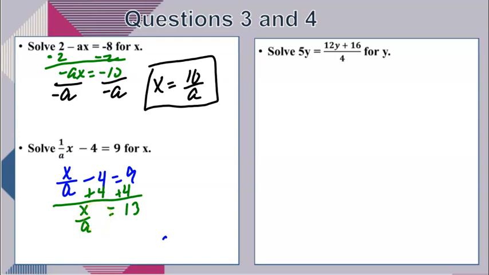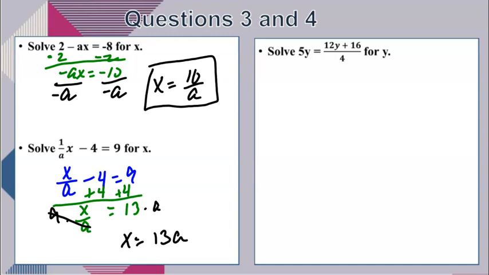Now the opposite of dividing by 8 is multiplying by 8. So if I multiply the left side by 8, I multiply the right side by 8. And I'm left with x equaling 13 times 8.